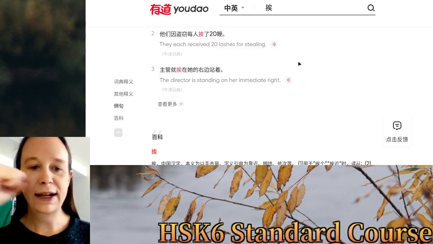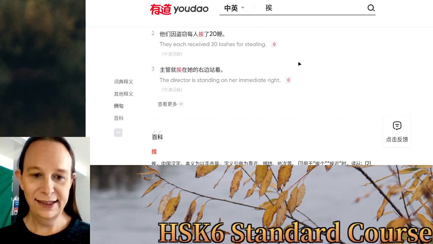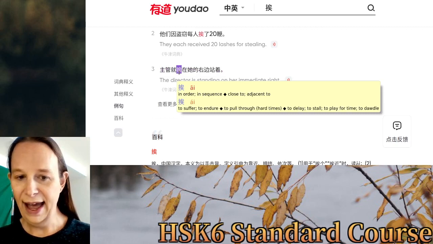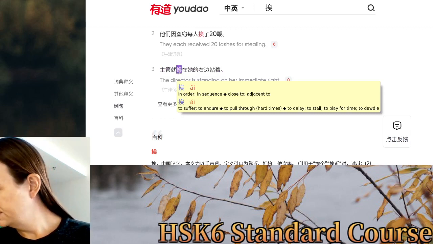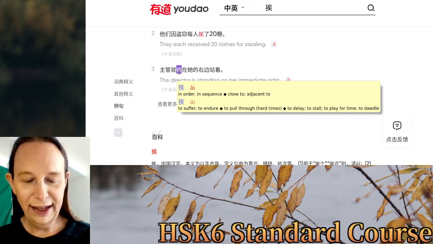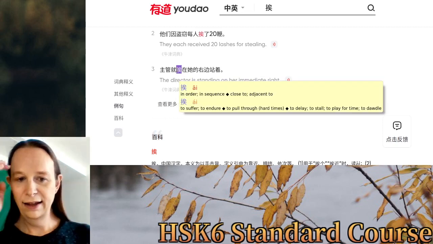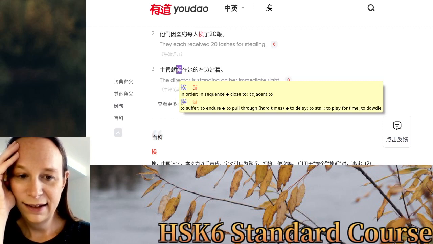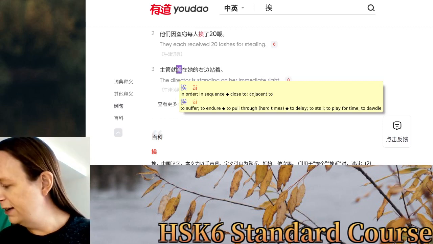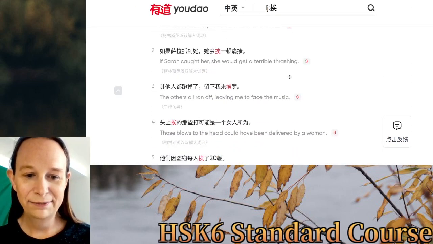Okay. 主管就挨在他的左边站着. Oh, this is different. This is a different one. I don't know this one. Okay, well, oh no, this is the first meaning? So close to, adjacent to. Okay, I don't know that meaning. I didn't know it had a second meaning. That's first tone. I didn't even know what it's doing.